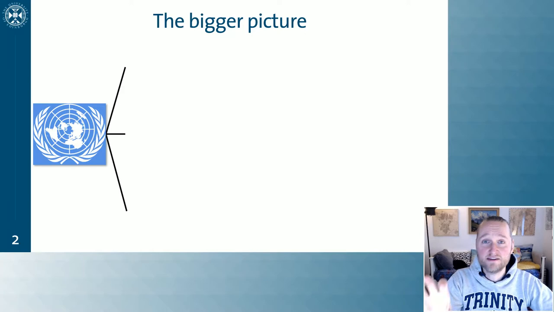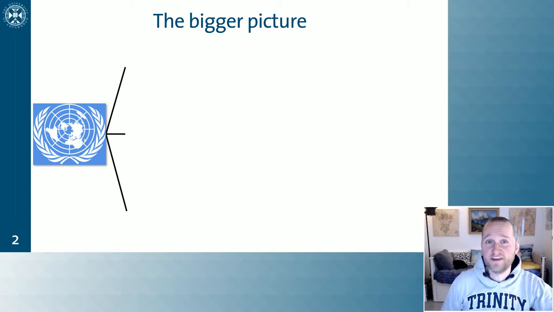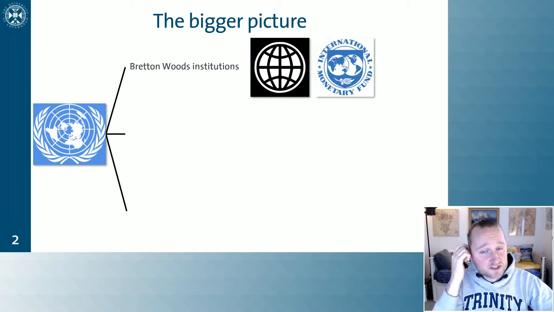Now, the first thing is that there's a bigger picture, of course. Fostering development around the world isn't just something that happens at the UN. The UN is part of a much larger system of development cooperation, both in terms of bilateral cooperation, but also, most importantly, in terms of multilateral cooperation in the form of international institutions.